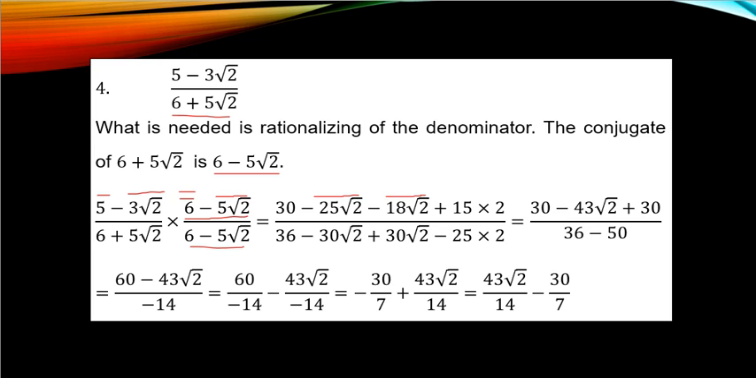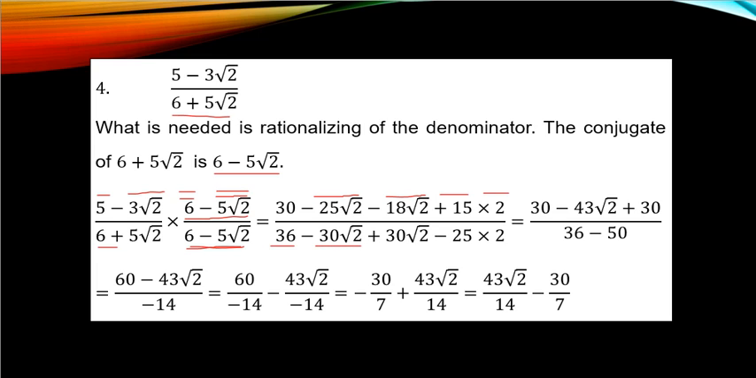The same term, minus 3 root 2 multiply minus 5 root 2. Minus 3 times minus 5 is plus 15. Root 2 times root 2 is root 4, and root 4 is 2. For the denominator, you have 6 multiply everything here. So 6 times 6, 36. 6 times minus 5 root 2, that is minus 30 root 2.